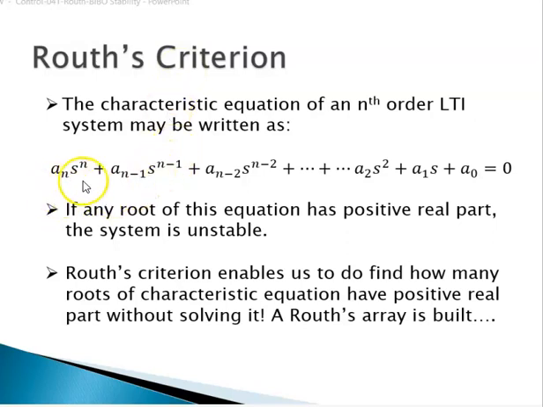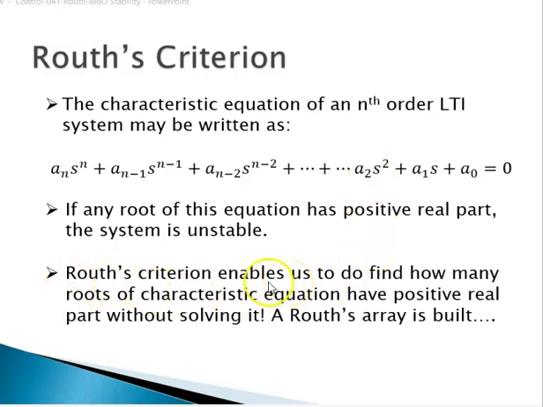We know that the characteristic equation, which is the denominator of the closed loop transfer function equal to 0, is given in this order. If it's an nth order system, you have an nth order polynomial in S with constant coefficients. And if any root of this equation has positive real part, then we said it's unstable. For that we need to know what the roots are, and see how many roots have positive real part. Even if one root has positive real part, then the system is definitely unstable.